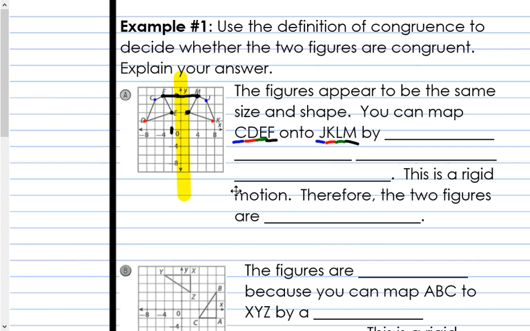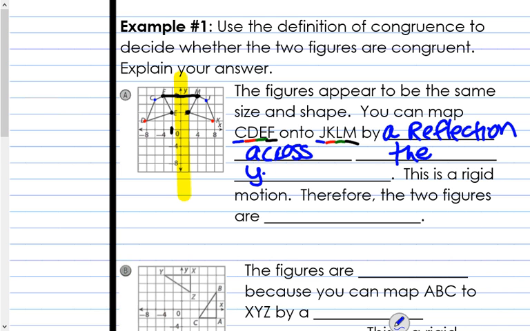So what could we do to map it? Are we reflecting it? And how are we reflecting it? So we would say you can map CDEF onto JKLM by a reflection across the y-axis. If I reflect it across the y-axis, all the points will match up perfectly to each other and they will be congruent. Okay, so let's look at that again.